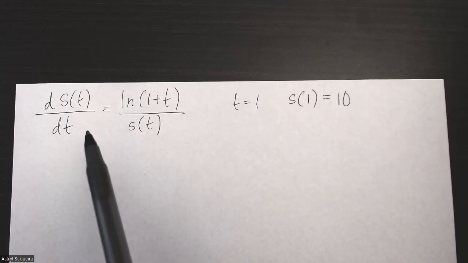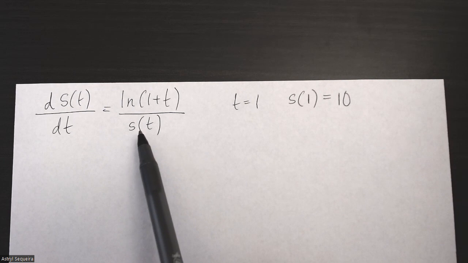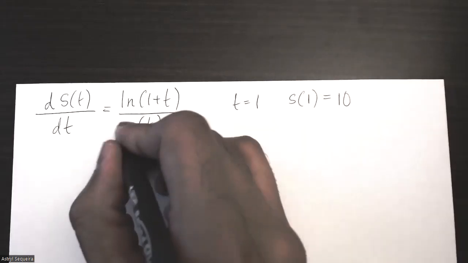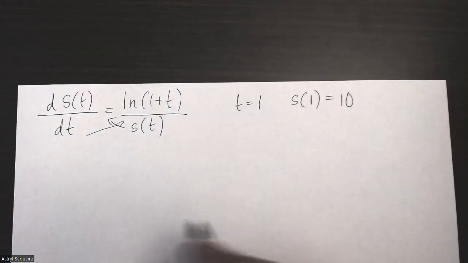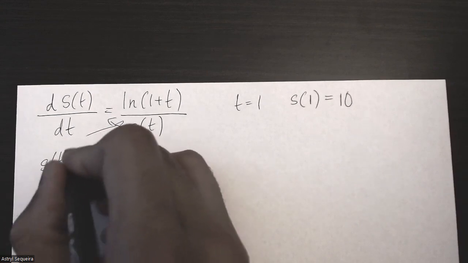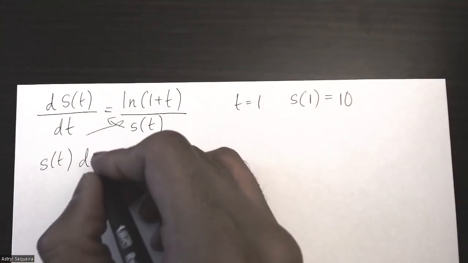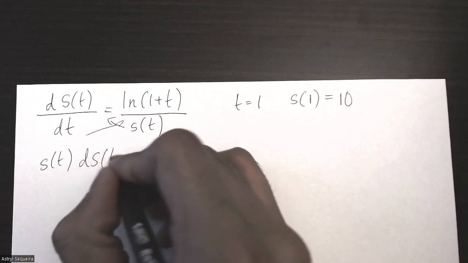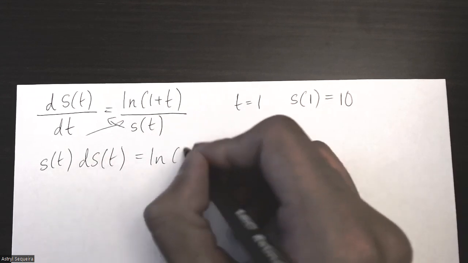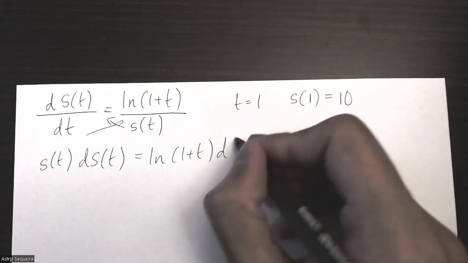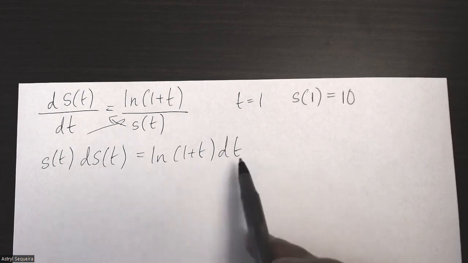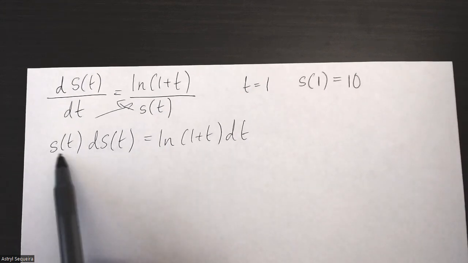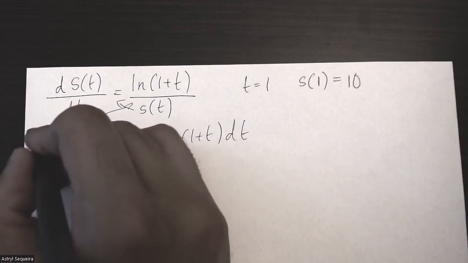In order to integrate a differential equation, we need to have all the s terms on one side and all the t terms on the other side. I'm going to cross multiply the s of t over, and I'm going to also cross multiply the dt over. So I have s of t times d s of t equals ln(1 plus t) dt. I'll leave my d terms at the end always because when I integrate, I'm going to get rid of my d terms. The next step is to integrate both sides.